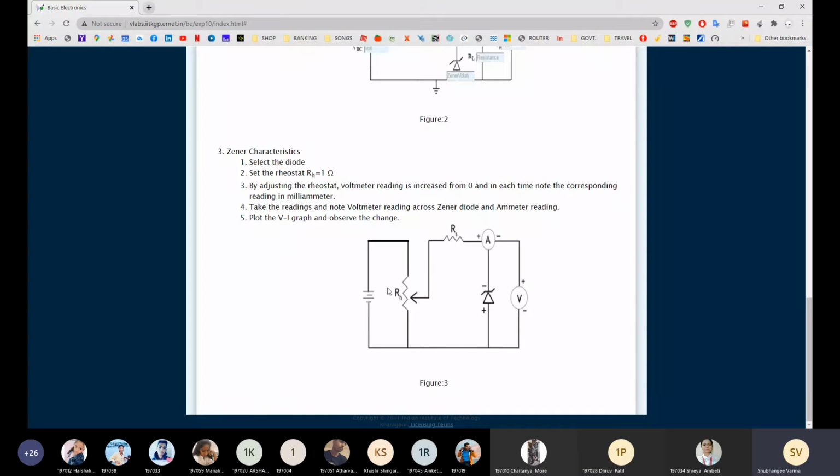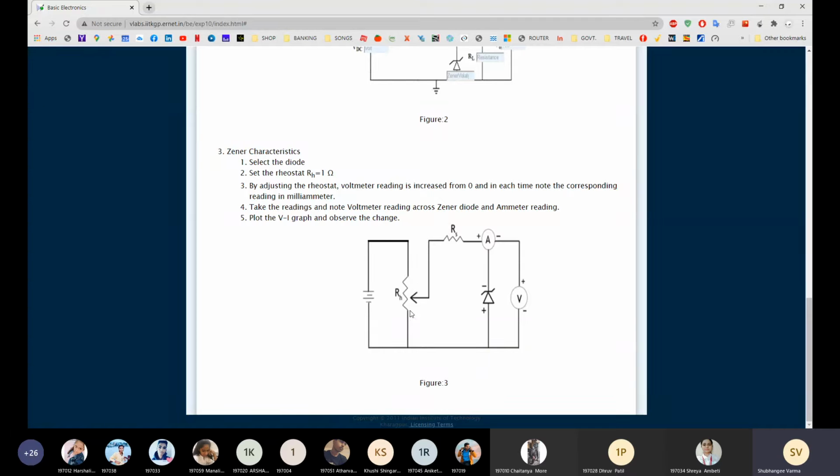So what is the function of this rheostat? You can call it a rheostat or you can call it a potentiometer. Both are the same. Rheostat is also a variable resistor. Potentiometer is also a variable resistor. Variable resistor means you can change the value of the resistor by changing the knob. If you change the knob, the value of the resistor changes. So here if you change the value, then accordingly the voltage will change.